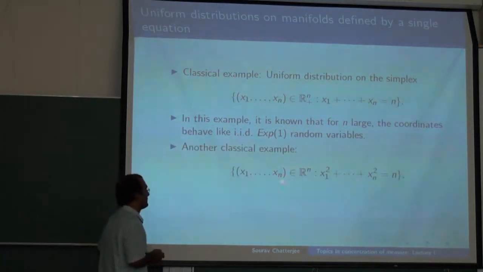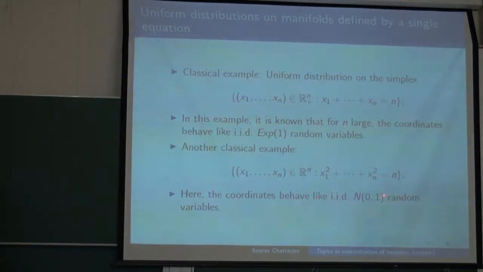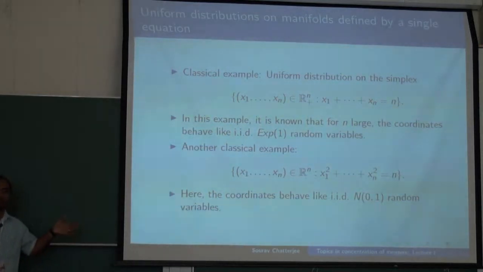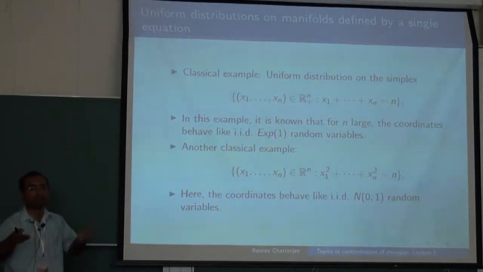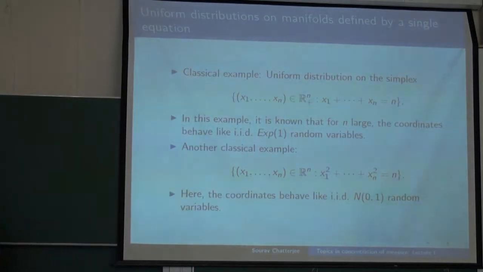Okay, so another example, sum of squares equals n instead of the sum. Okay. So in this case, the coordinates behave like IID Gaussian, normal 0, 1. Okay. So again, this is easy to prove. You take a bunch of normal 0, 1 variables, divide by the norm of that vector, you get something uniform on the sphere. Now the norm is concentrated in high dimensions, and that's why the coordinates are approximately Gaussian. Okay. So these are classical results.